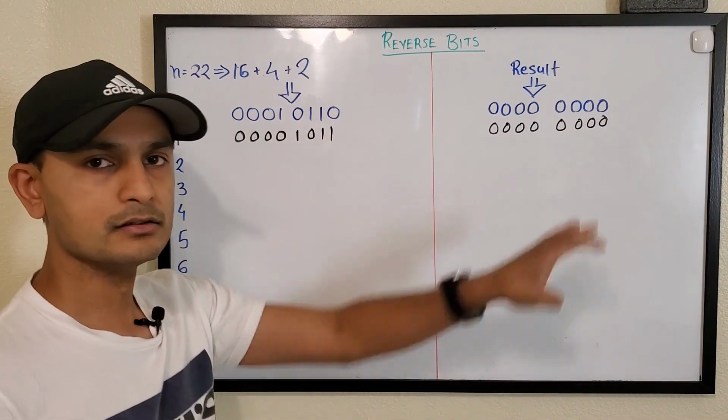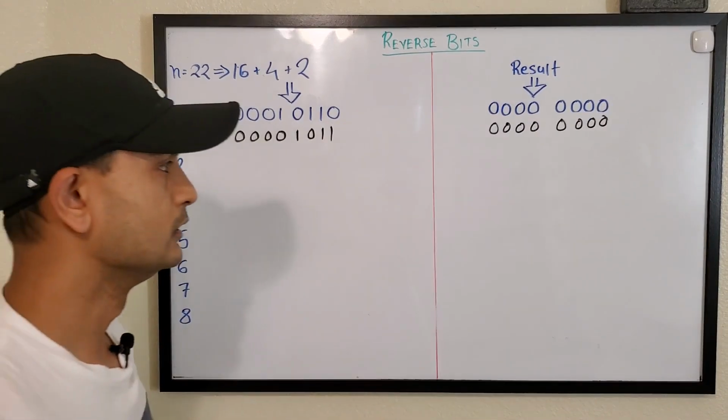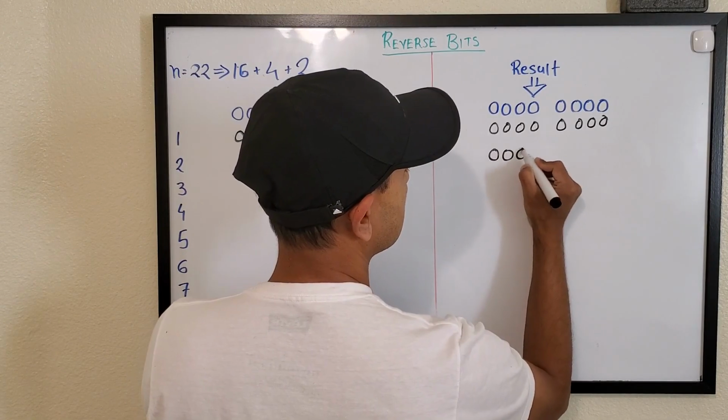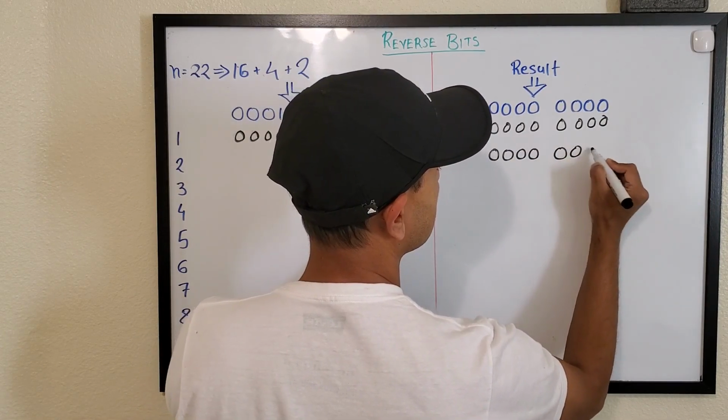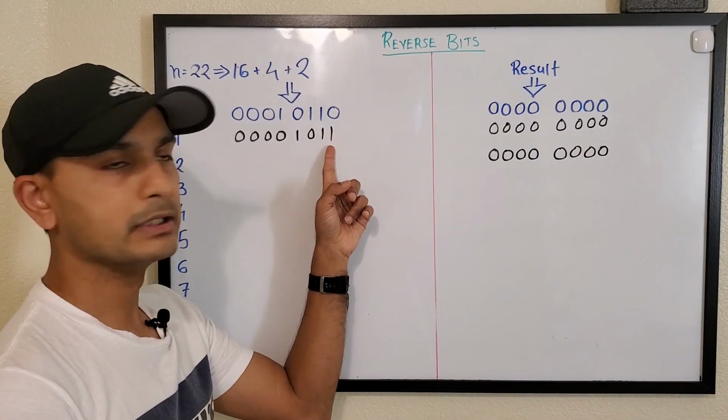Now let's repeat. We'll repeat this 8 times and then we'll get our reversed integer. So again left shift, so 0 0 0 0 0 0 0 0. Now second step, we look at this bit.